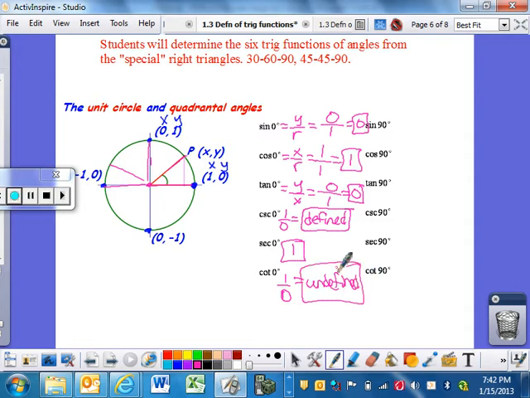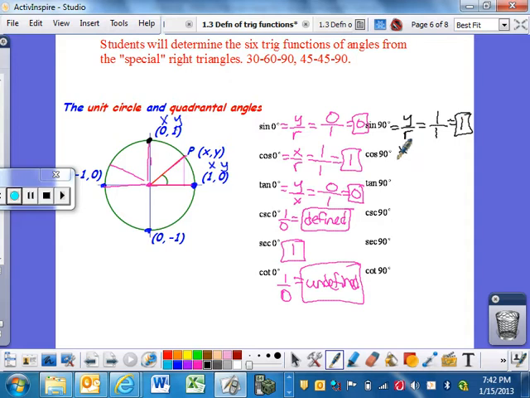So that's 0 degrees. What happens if I change it up on you and I put you at 90 degrees? So that's straight up. Your x value, you're not moving left or right any, but we're going 1 unit up for my y value. So it's the same process. Sine of 90, what's the y over the r? The y value is 1, r value is 1. So my sine of 90 is obviously 1.